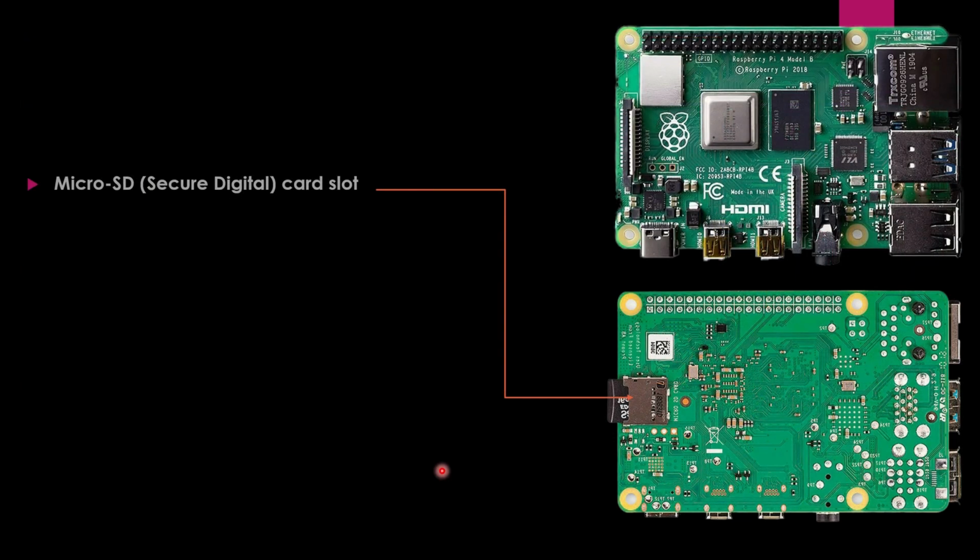And finally, there is a micro SD card slot. SD stands for Secure Digital, by the way. The micro SD card that we can insert into this slot will contain an operating system, and it is also used for data storage. So that's all about the hardware components in Raspberry Pi Model 4B.